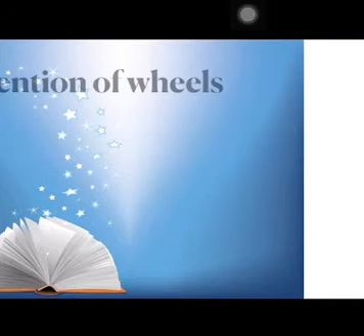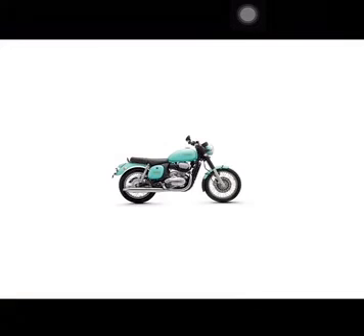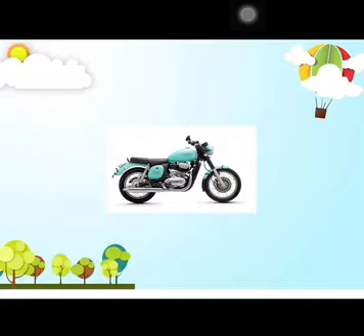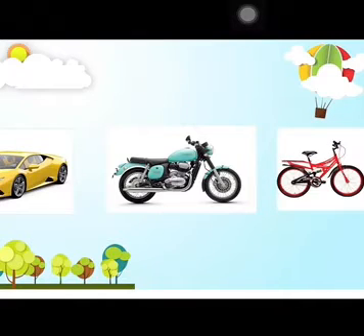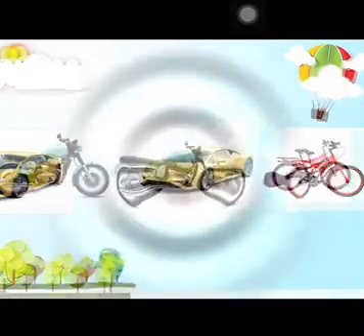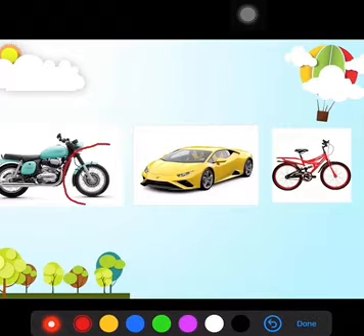Invention of wheels. Today, I'm going to show you some vehicles, children, and you're going to tell me what is common in them. Can you tell me what is this? Yes, it's a motorbike. And this one is a car. And this one is a bicycle. Can you tell me what is common in them, children? Yes, it's the round object called wheels.